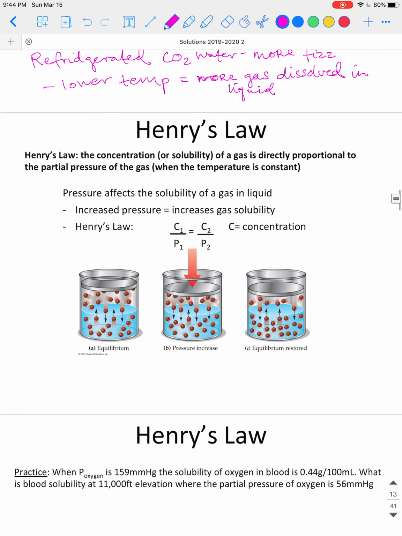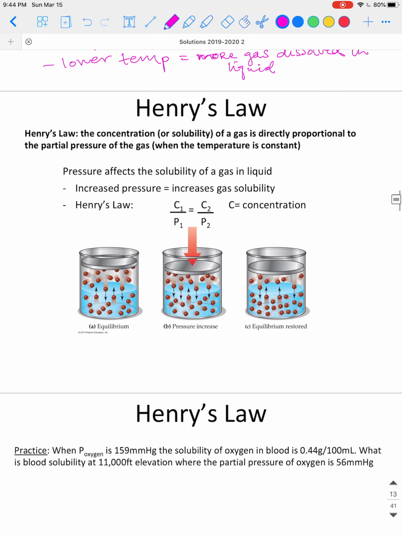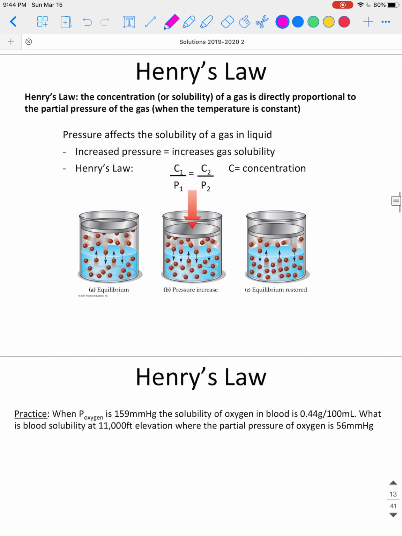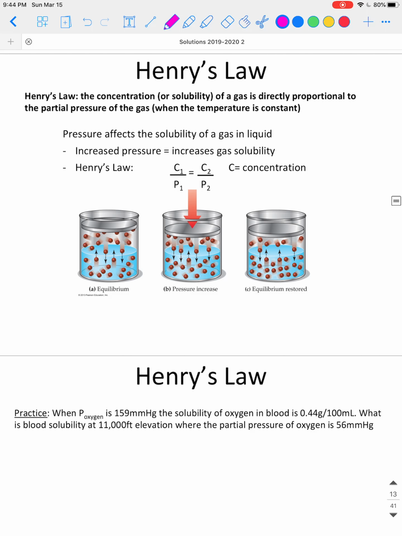Okay. All right. Now we're going to think about solutions with regards to pressure as well, and that's where Henry's law comes in. So kind of take a pause, new direction here. Henry's law, we'll just read it. Henry's law says that the concentration or solubility of a gas is directly proportional to the partial pressure of the gas when the temperature is constant. So you should actually be familiar with that term, partial pressure. We had a whole law on partial pressures, Dalton's law of partial pressures from chapter 8.